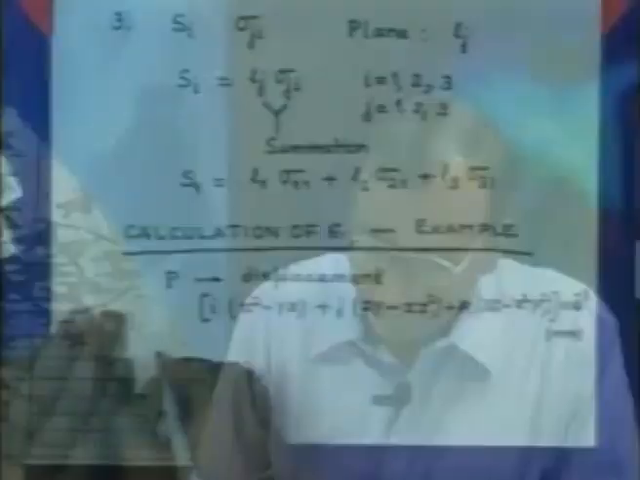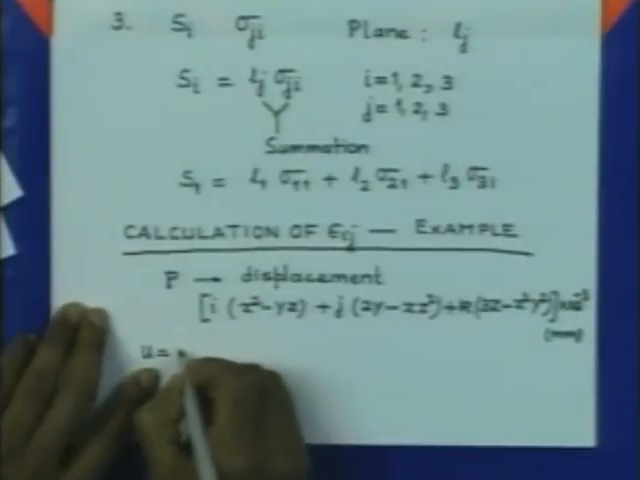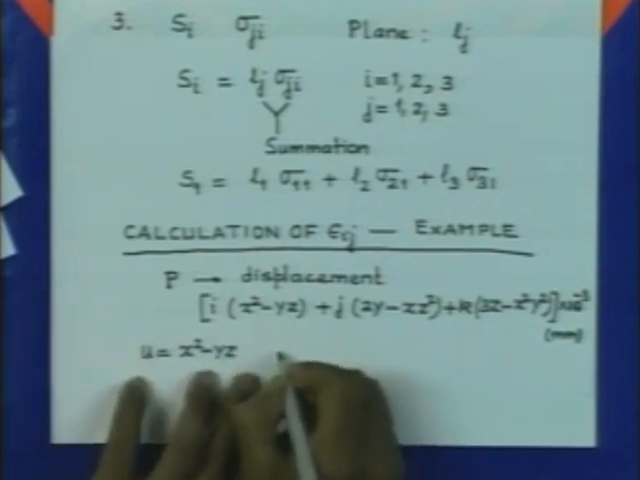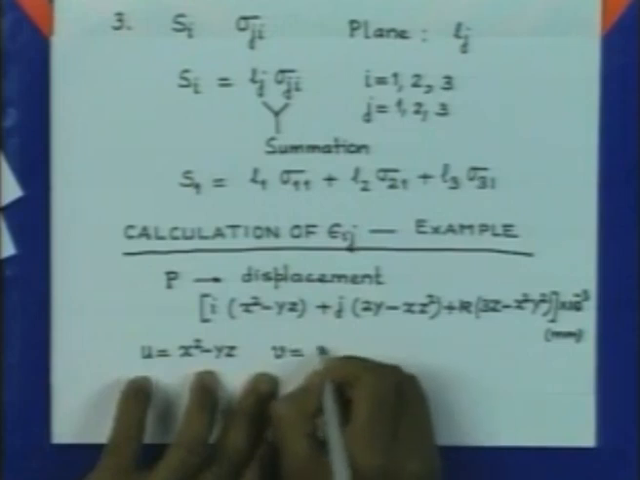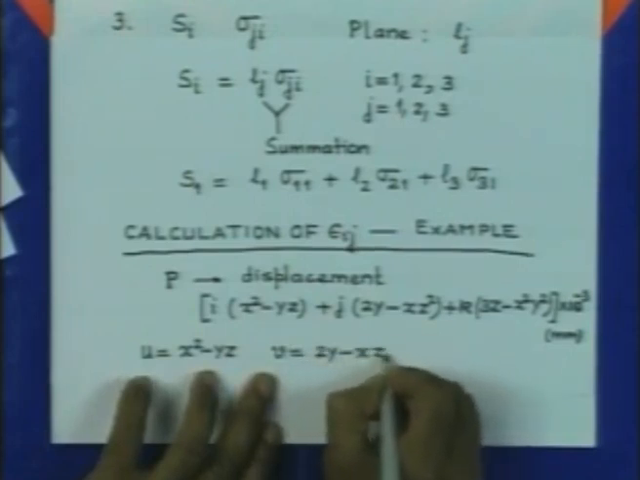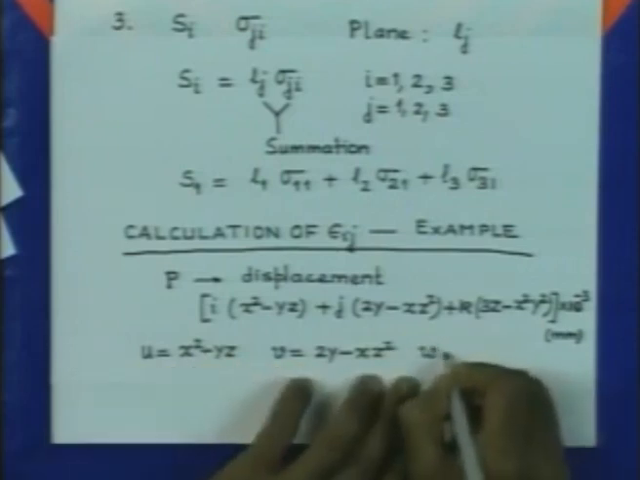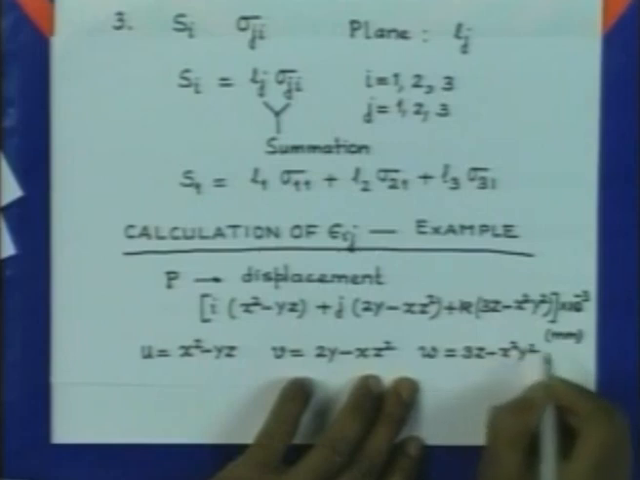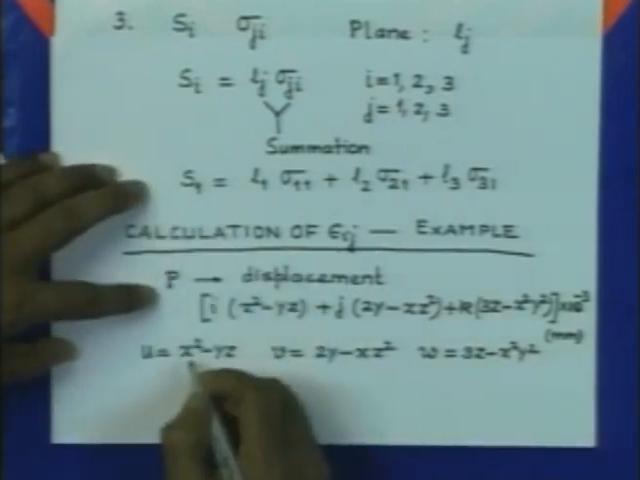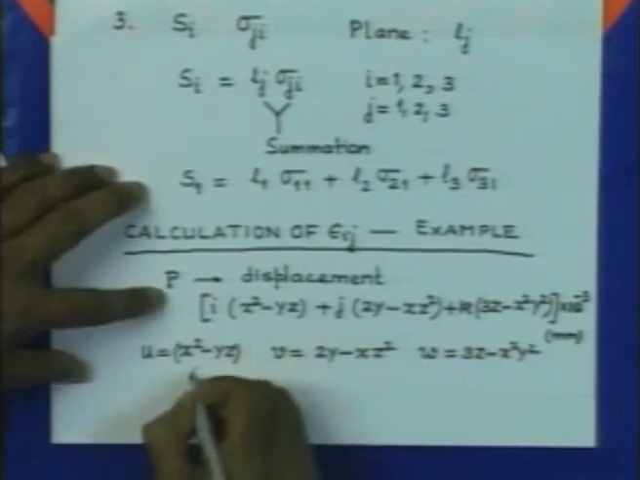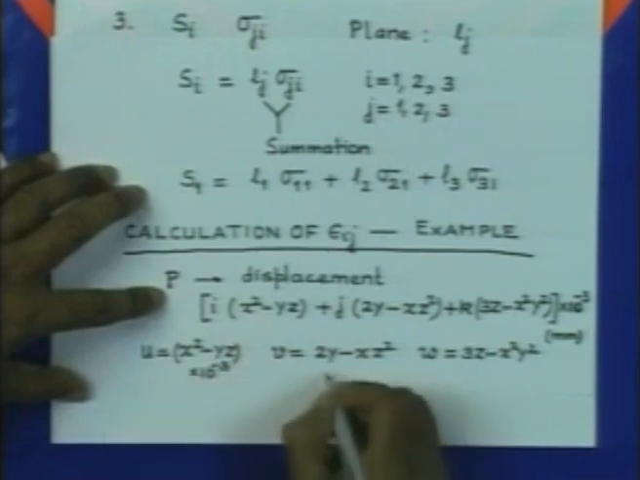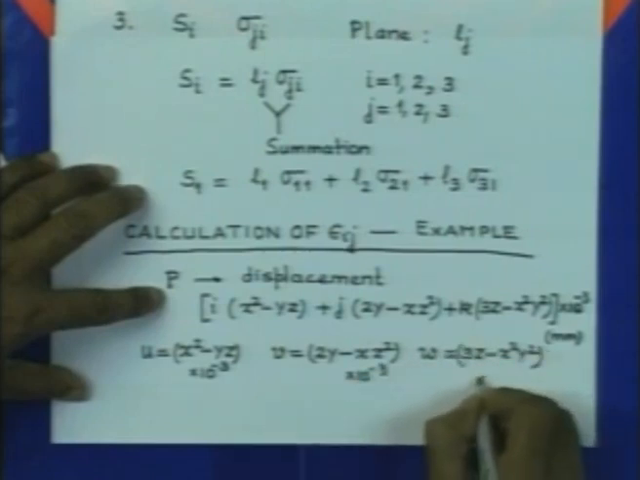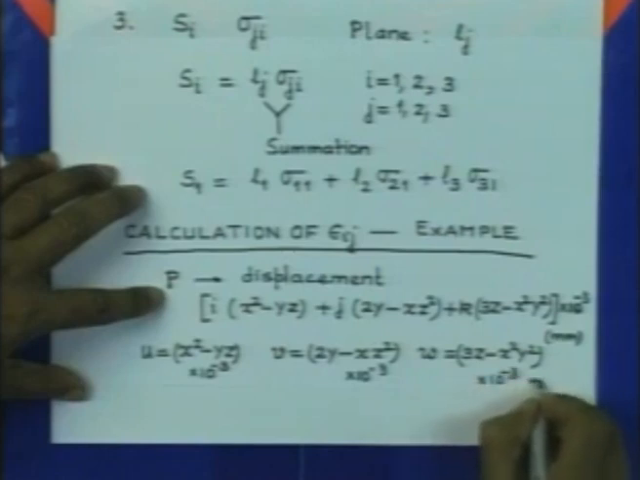Therefore, you should have no difficulty in identifying that the x displacement u of the typical point is given by x square minus yz, and the v displacement is equal to 2y minus xz square, and w is given by 3z minus x square y square, and all these expressions are multiplied by 10 to the power minus 3. So these are the displacements.